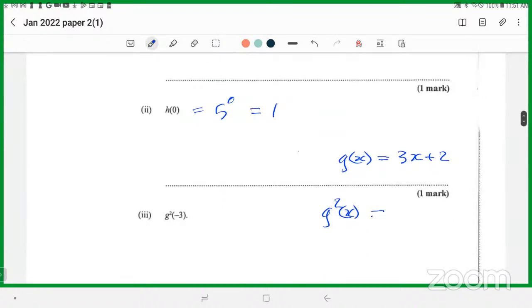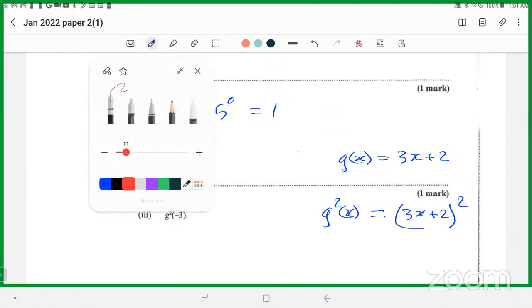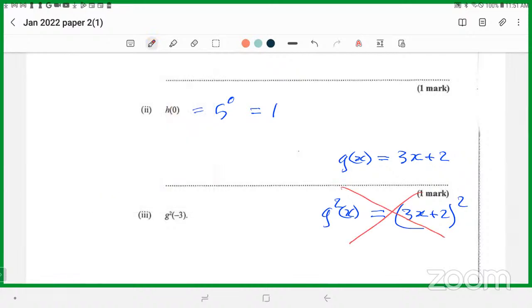This does not mean (3x + 2) squared. I put a big X on it. Does not mean that. So let me put that out there right now. It does not mean that when we're doing functions. What it means is that I put g into itself.